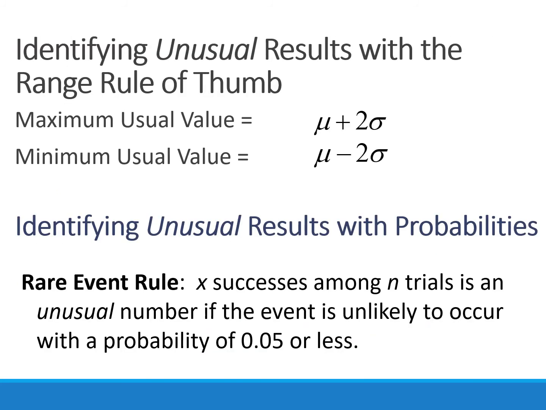Some of these things are going to look familiar from earlier chapters. Range rule of thumb allows us to identify unusual values. Anything outside of 2 standard deviations from the mean is unusual. So we can find the minimum and maximum usual values by just taking the mean and adding or subtracting 2 standard deviations. There's a similar rule for probabilities. Anything that has a probability of 5% or less is considered unusual.